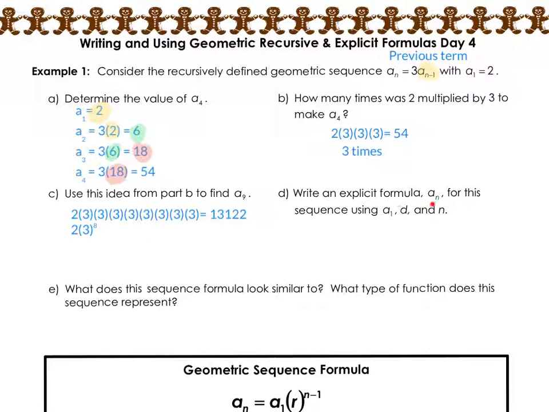So now we need to write an explicit formula using a sub n for this sequence using a sub 1, d, and n. So we can write that as a sub n equals a sub 1 times r to the n minus 1, or in this case, a sub n equals 2 times 3 to the n minus 1.